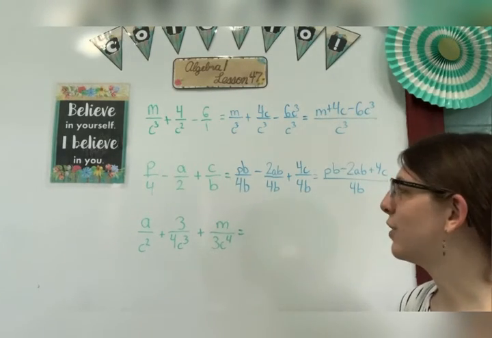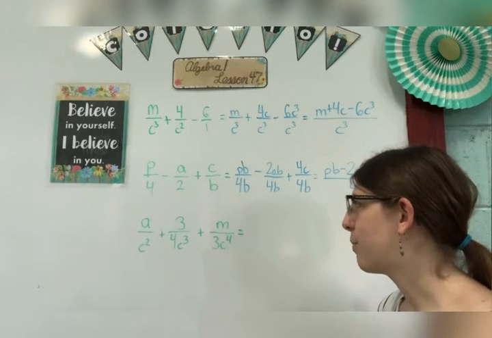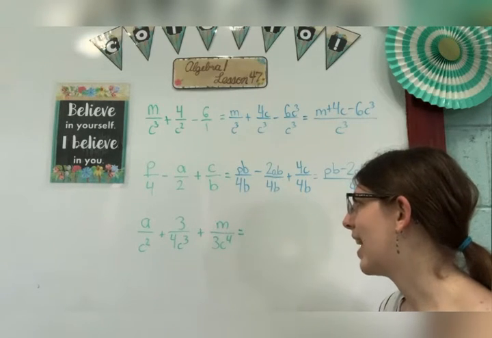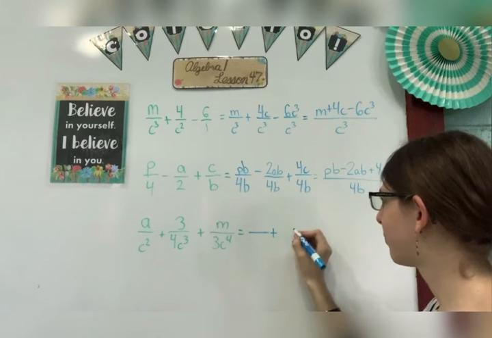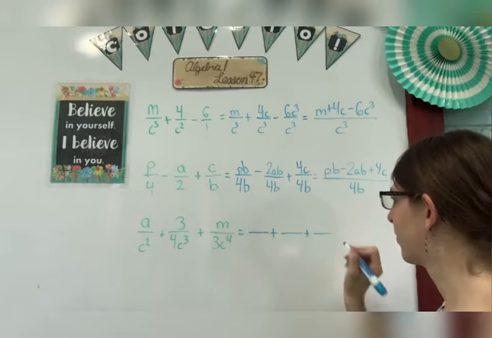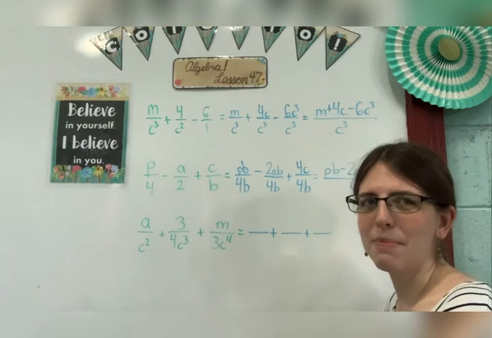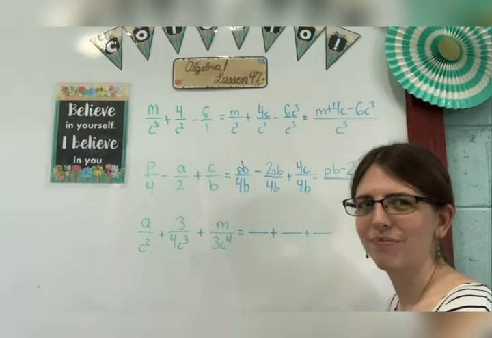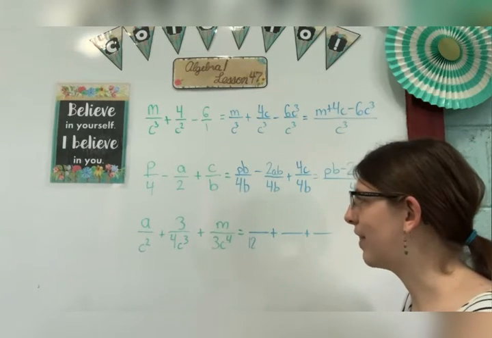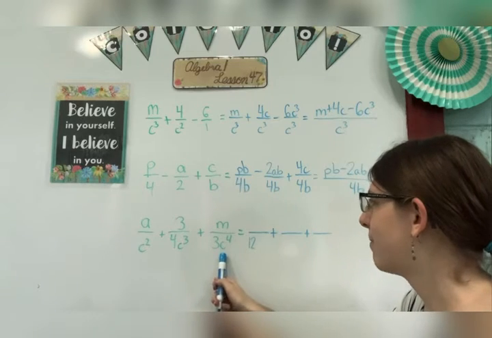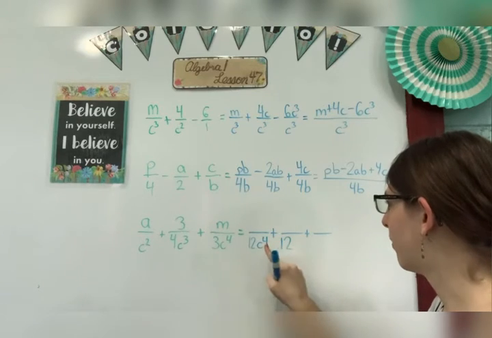One more example and then you'll do your practice. A over c squared plus 3 over 4c cubed plus m over 3c to the fourth. So I have three fractions. Let's start with our numbers. 4 and 3. What's their least common multiple? 12. Good. So I know the number is 12. For the letters, well, I just have C, and the greatest exponent is 4. So it should be 12c to the fourth.